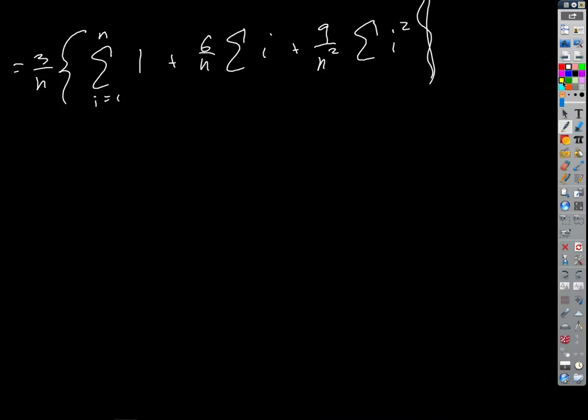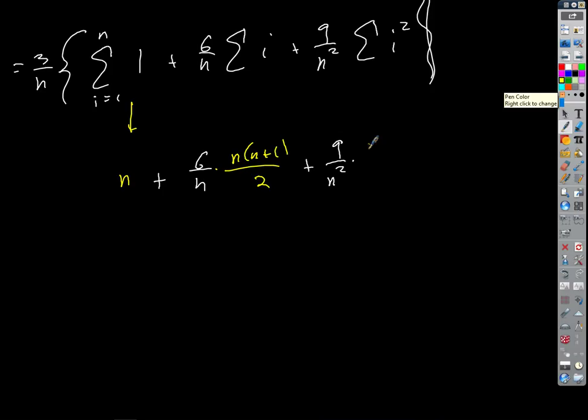What is the sum of 1 from 1 to n? n, yeah, so that's n plus 6 over n. What was the sum of i, do you remember? From 1 to n. n times n plus 1 over 2. Okay, good. And then plus 9 over n squared times, what was the sum of i squared? n times n plus 1 times 2n plus 1 over 6, okay?